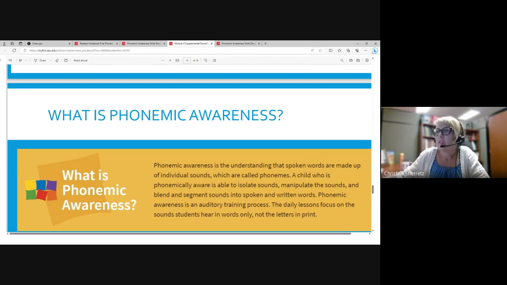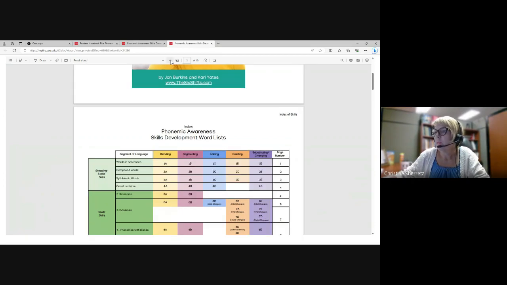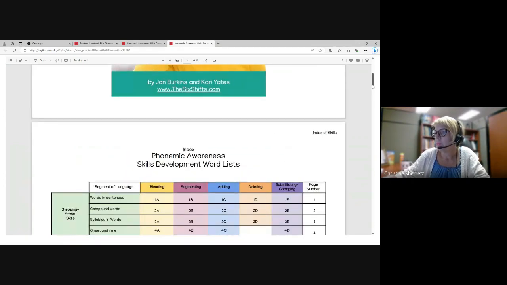That's just one strategy among a lot of strategies that you're going to be using for emergent literacy. But I can't say enough about Elkonin boxes. I would highly recommend using them. I want to come back to this paper. This is under supplemental materials. This is something that you can use.